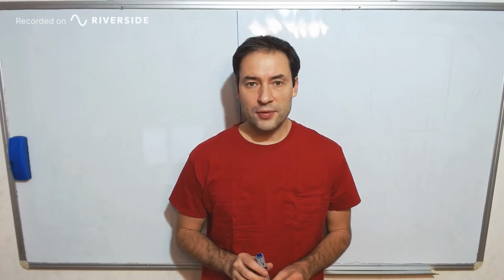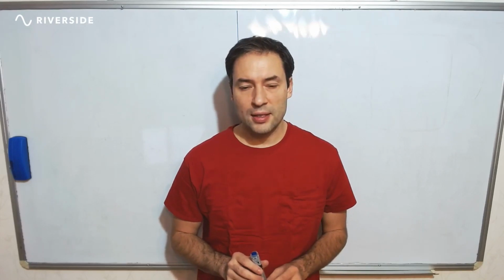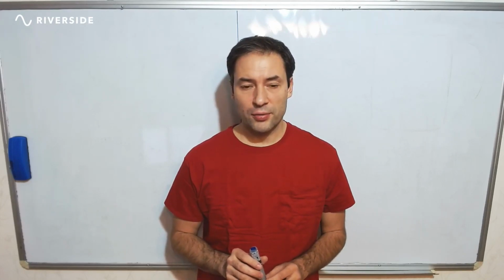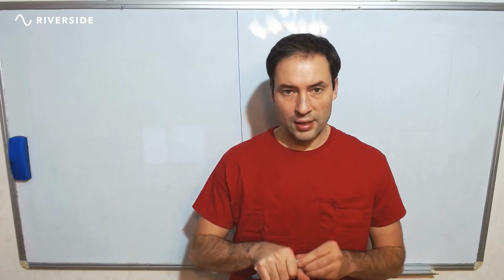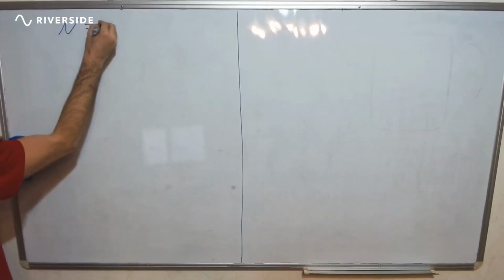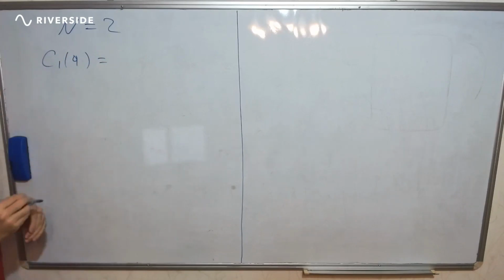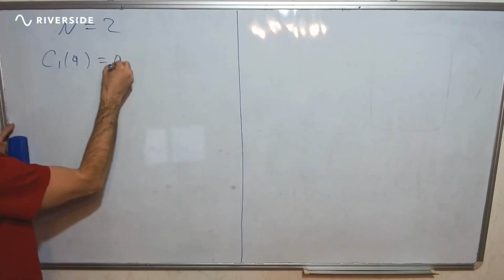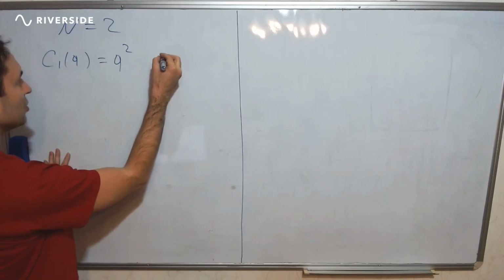Hello, in this video I will solve a Bertrand question with two firms, and they will be asymmetric firms with increasing marginal costs. So let's start with the setting. We'll have two firms, and firm one has a cost function given by just q squared. So, a nice convex cost function.